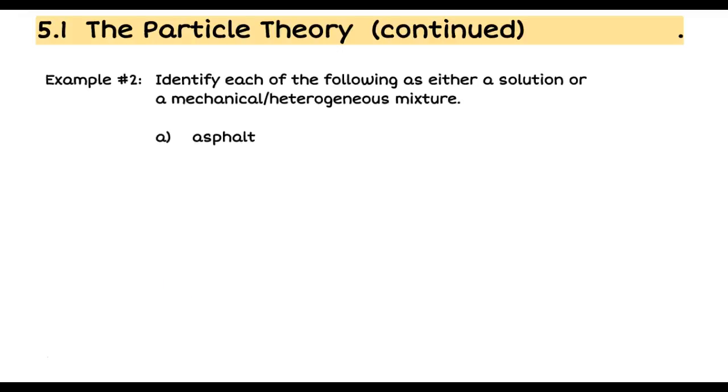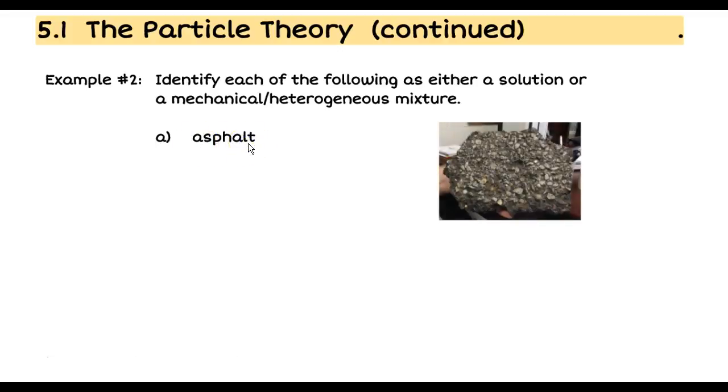So let's do a few examples. What I want you to do here is take a look at the examples that I've put down here, and even by using the picture, try to figure out, just make a decision about whether you would classify each of them as a solution or as a mechanical or heterogeneous mixture. And be prepared to justify why that is.